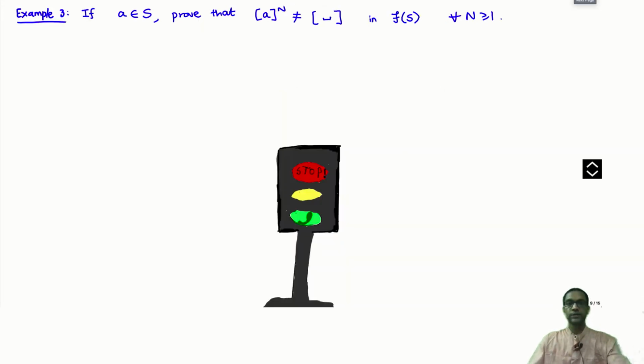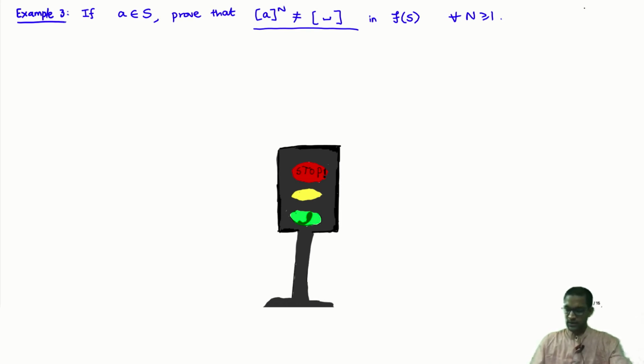So moving on to example 3, it's the following. If I have a set S and I take an element A in the set S, prove that the nth power of that equivalence class is not the identity. We claim that this is not the identity in the free group for any value of n greater than or equal to 1. In other words, the element A is not of finite order. The claim is it has infinite order.